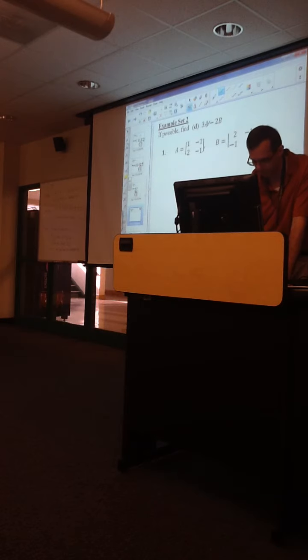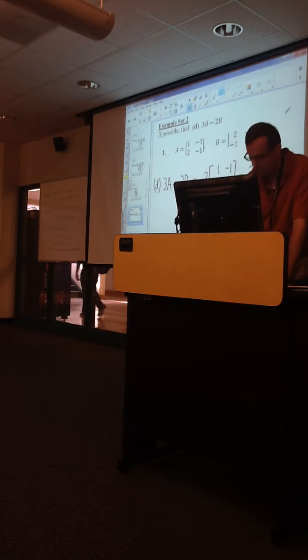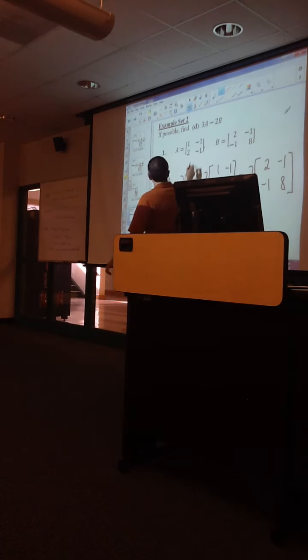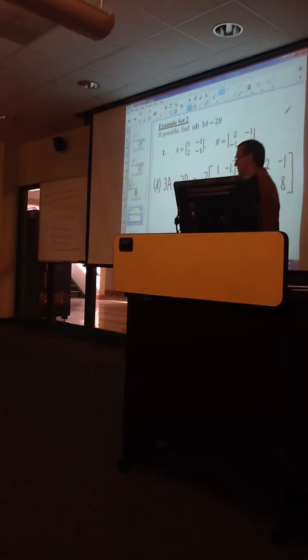what I would do is start with multiplying the matrices by the numbers first. So if I want to find 3 times matrix A minus 2 times matrix B, I would first write it like this: 3 times [1, negative 1; 2, negative 1], which we actually did earlier, but I'm going to show it again, minus 2 times [2, negative 1; negative 1, 8]. That's how I would set it up in the beginning. So what do I do in the beginning? I replace capital A and capital B with the matrices respectively, since they were labeled that way.